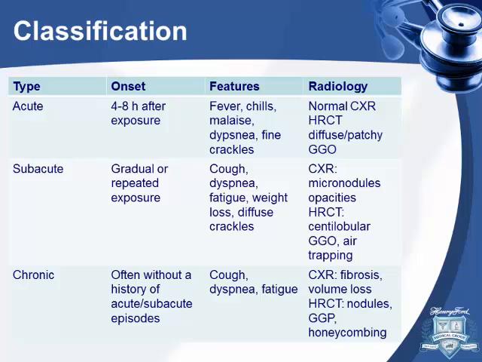So it's usually gradual, repeated exposure, again with cough, dyspnea, and weight loss. You can see some micronodules on X-ray, and on CT you see the centrilobular ground glass opacities I was talking about before. And of course chronic is usually where you see the fibrosis on the X-ray and the honeycombing on the HRCT as well. So those are the classifications. I just brought it in in case they bring it up on the boards. But all the review articles that I was reading are kind of shying away from this classification.